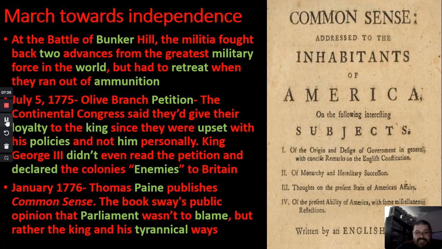Now, in January 1776, Thomas Paine published this book called Common Sense, one of the original copies right here, you see to the side. The book was very good in the sense that it swayed public opinion, mainly for the Americans, but also mainly the British. The Americans already knew this stuff, but British people were like, really, huh? Parliament's not really to blame. It's the king and his tyrannic rule.